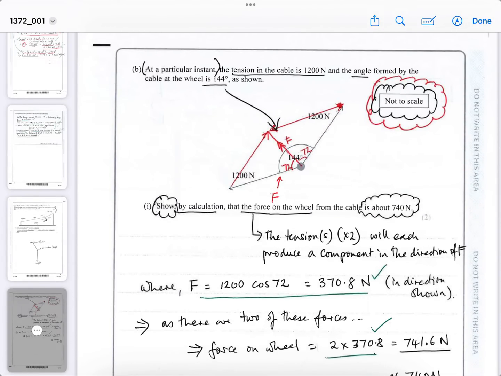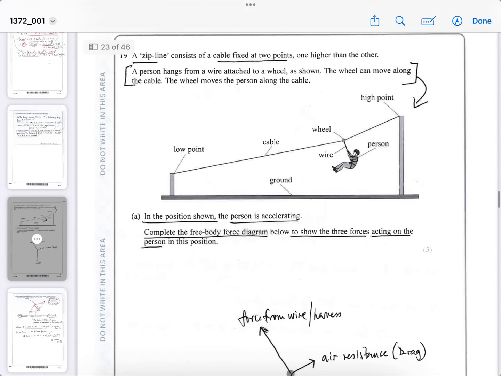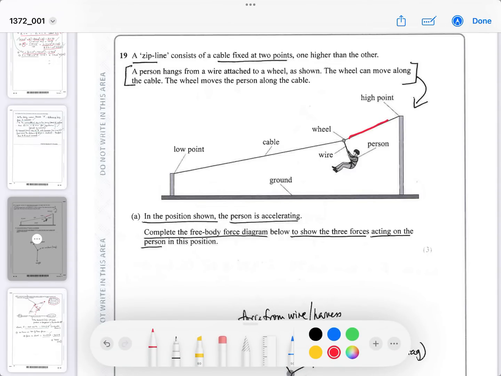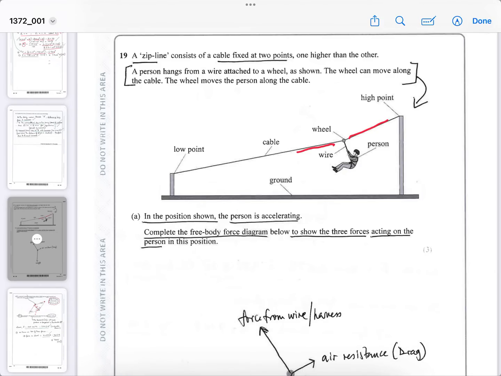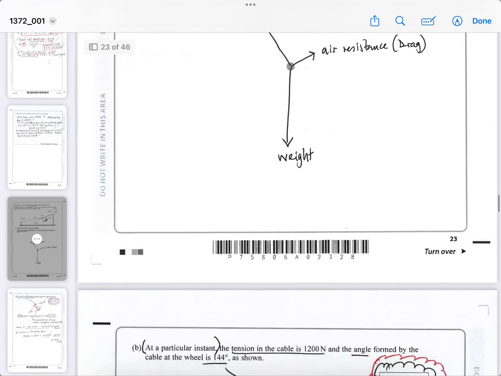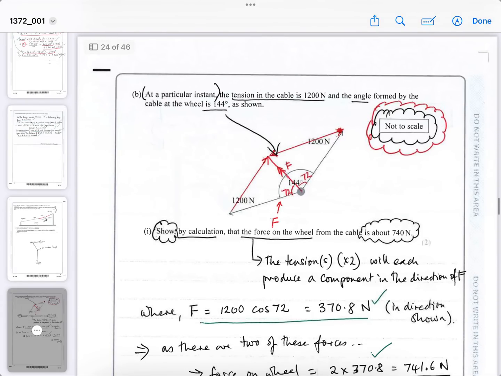Then at a particular instant, the tension in the cable, if you measure it, it says it's 1200 newtons, and the angle formed by the cable where the man is making it change angles. So if you look at the original diagram, you see they're talking about an exaggerated form of this tension here and this tension here, and they've made it look like the angle is more obvious than in the first diagram.